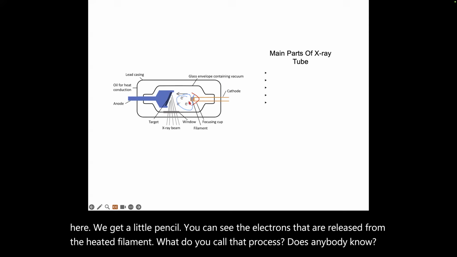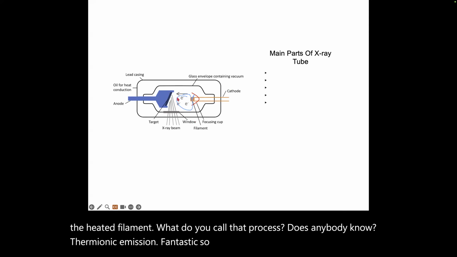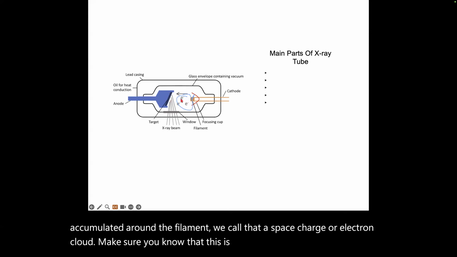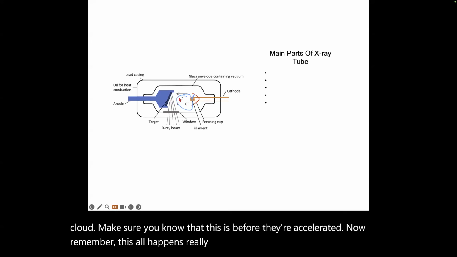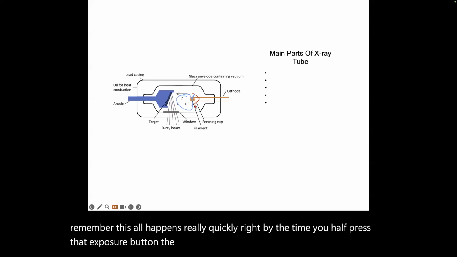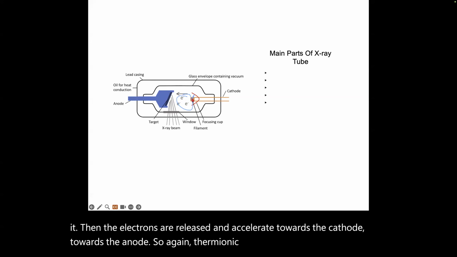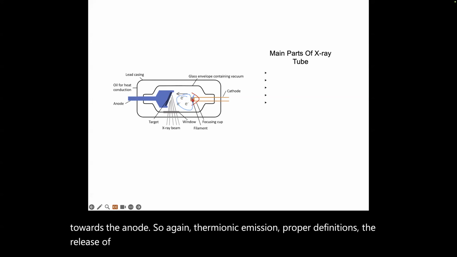Thermionic emission. Fantastic. So then, the electrons that are accumulated around the filament, we call that a space charge or electron cloud. Make sure you know that. This is before they're accelerated. Now remember, this all happens really quickly, right? By the time you half press that exposure button, the anode starts to rotate, and then you finally press it, then the electrons are released and accelerate towards the cathode, towards the anode. So again, thermionic emission, proper definition is the release of electrons from a heated source.